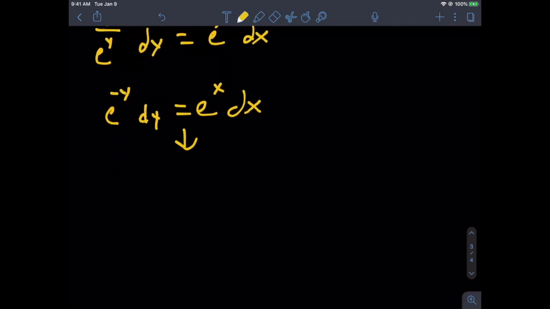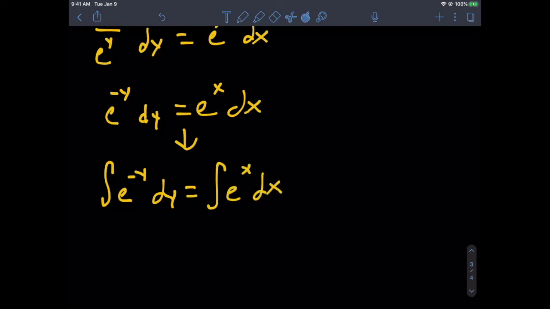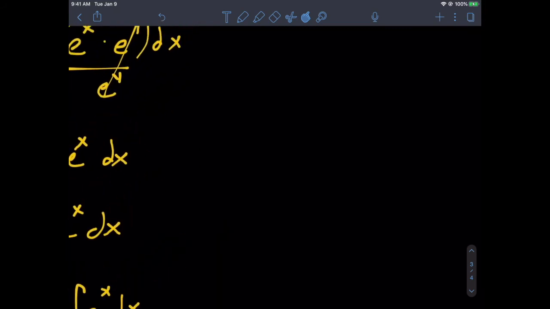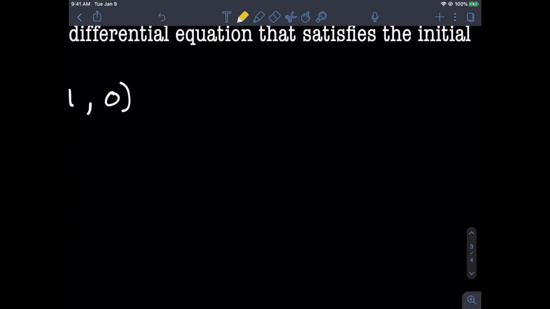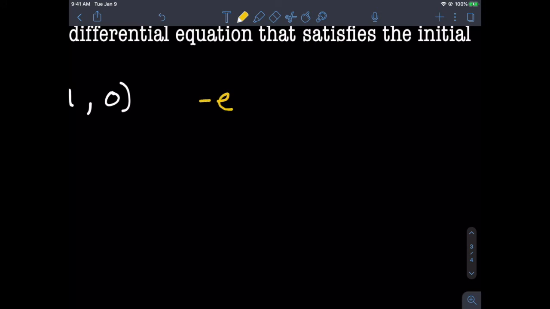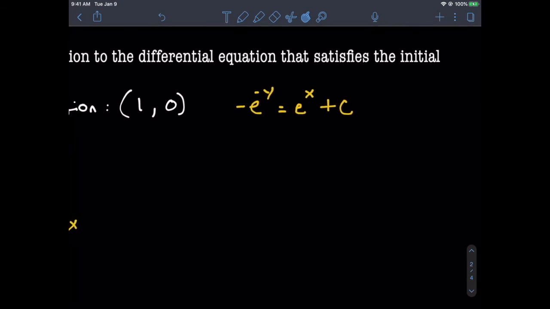Our y's are isolated, and so we move on to our integration step, so we take the integral of both sides like so. And there we are. Now we'll go ahead and take the antiderivative of both sides. Now you may have had to use integration by substitution to get this, but the antiderivative of e to the negative y is negative e to the negative y, and the antiderivative of e to the x is e to the x plus c.